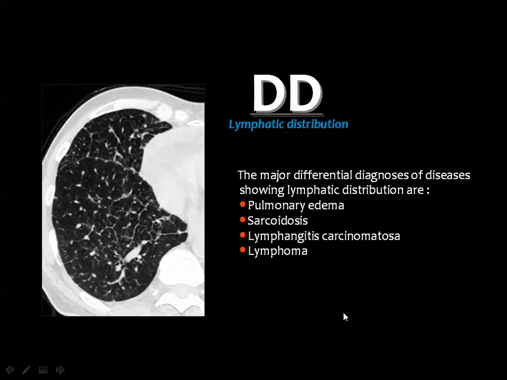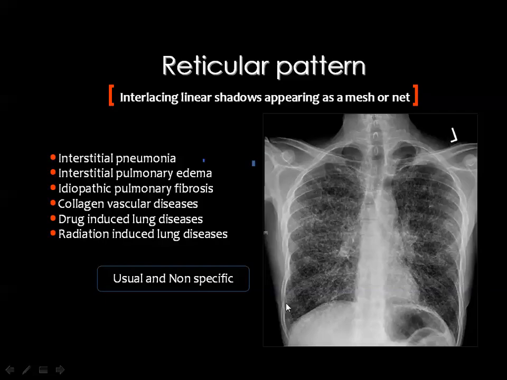If you know that you are dealing with lymphatic distribution, what are the major possibilities of this distribution? They are four: pulmonary edema, lymphatic interstitial pulmonary edema, sarcoid, which is very important here, lymphangitis carcinomatosa, and lymphoma.